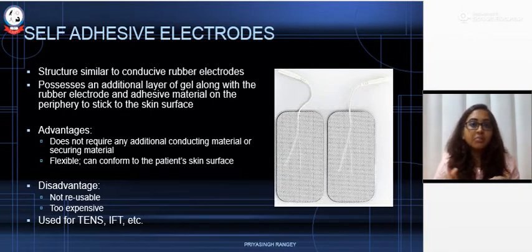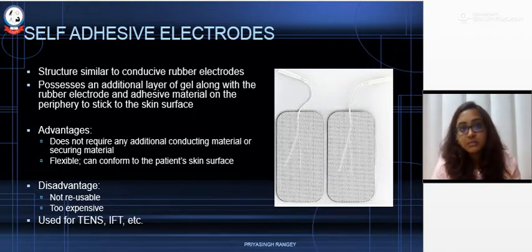since it becomes really time consuming to apply water or apply gel and then secure it, and sometimes the electrodes may even fall off from the surface, and that is very much reduced in the usage of a self-adhesive electrode. Since you are using the adhesion in order to stick the electrode to the patient's body surface, it does not fall off very easily. The patient can apply themselves, and it becomes very convenient for the therapist as well as the patient.